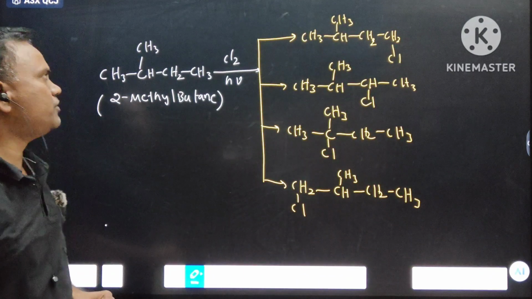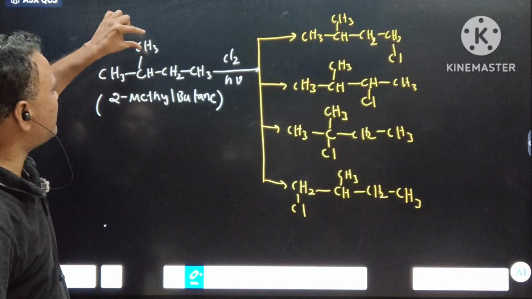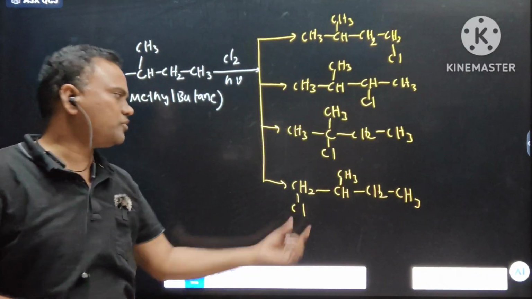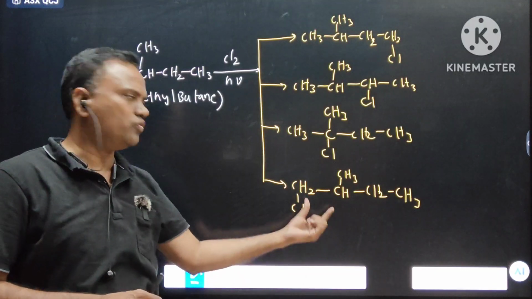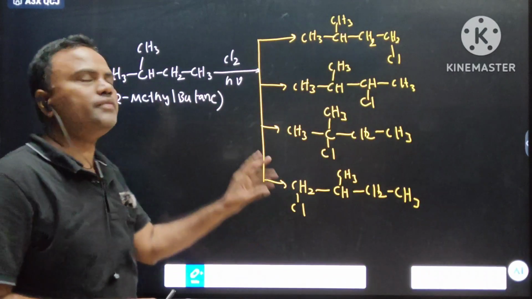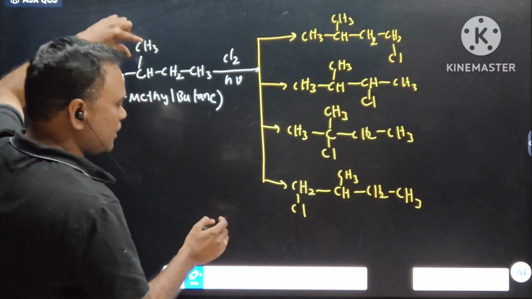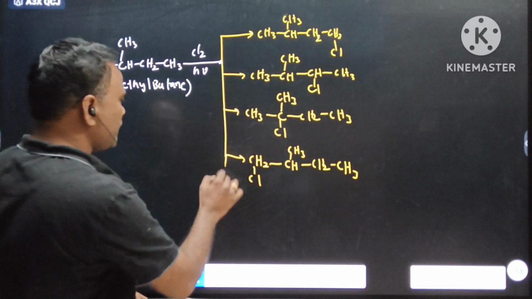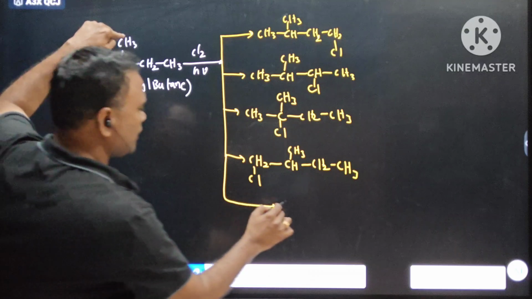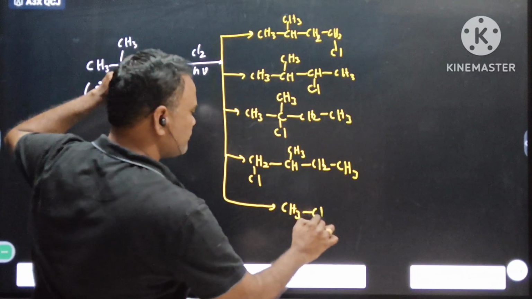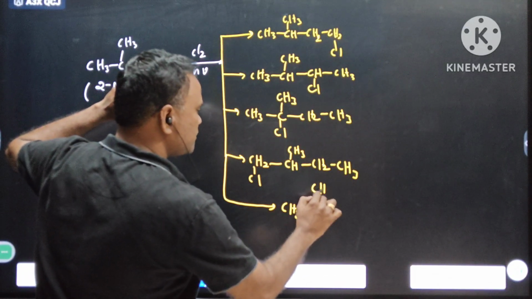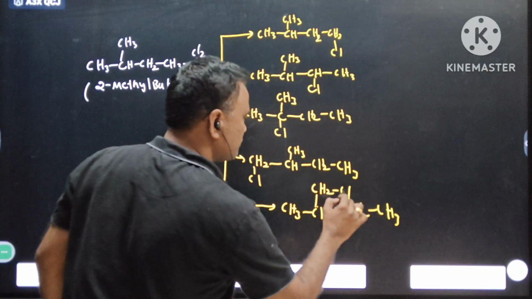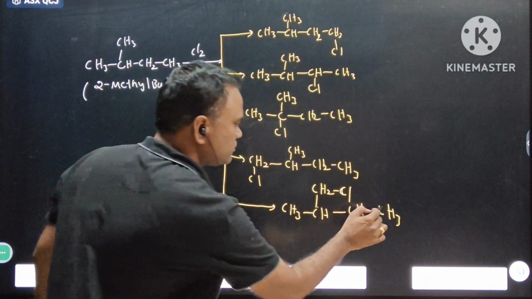CH2CH3. Some people will get doubt: Sir, why cannot we remove hydrogen from this? If you remove hydrogen from this, you will get a same compound similar to this. I'll show you why. If I remove hydrogen from this methyl group, CH3, CH, CH2Cl. Okay.